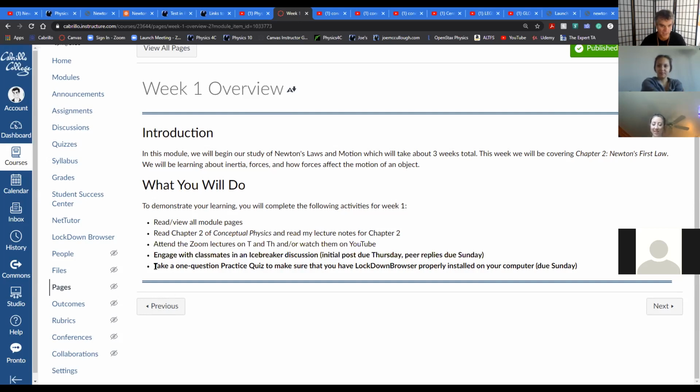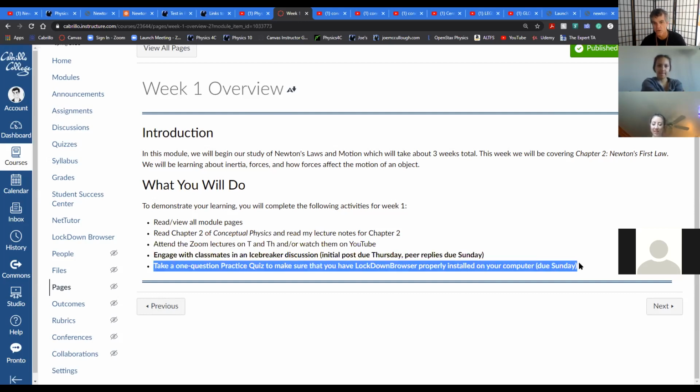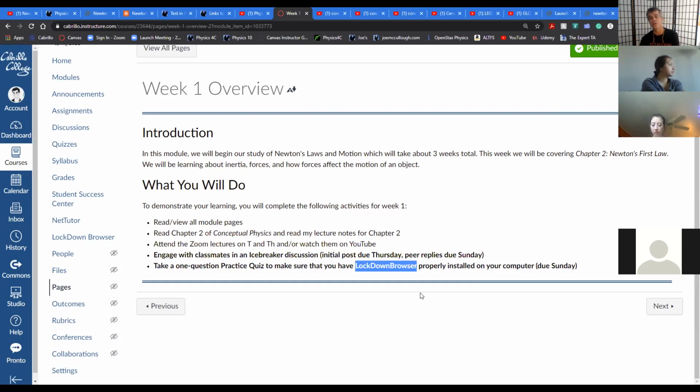And then the other thing is we're going to be using something called Lockdown Browser. It is a separate browser like Internet Explorer or Chrome that will only let you basically work on what's in the browser. You're not allowed to open up other browsers. You can't access other websites or anything like that. So what you're going to be doing is downloading Lockdown Browser, and then anytime you're going to take a quiz, you're going to need to open up Lockdown Browser and then navigate to the Canvas Physics 10 page and then take the quiz.